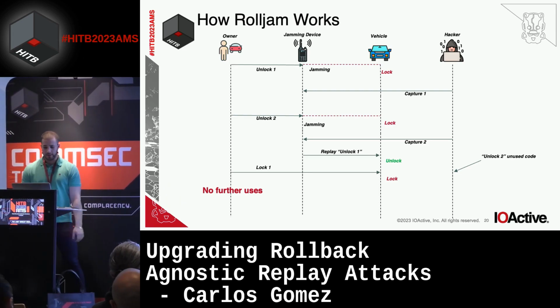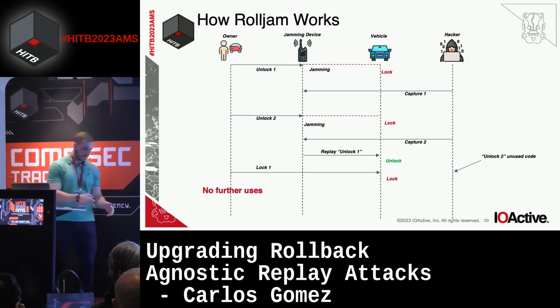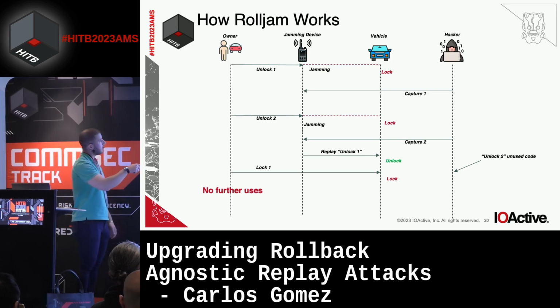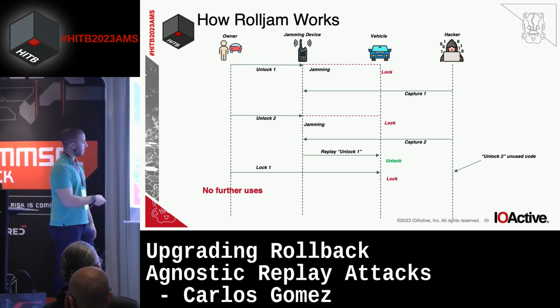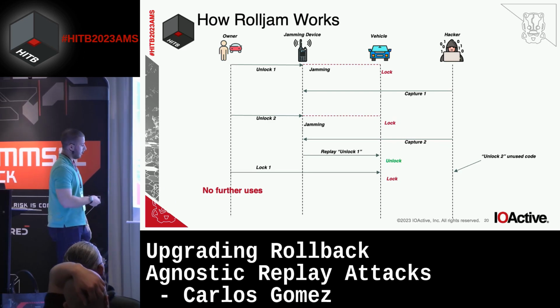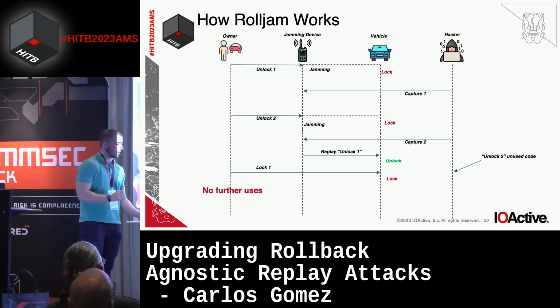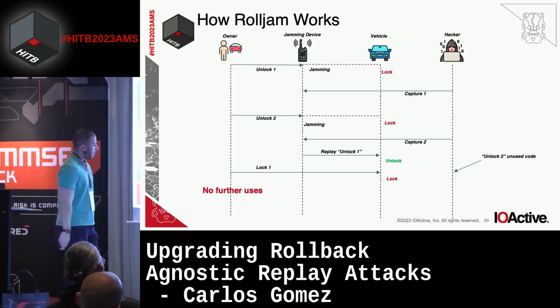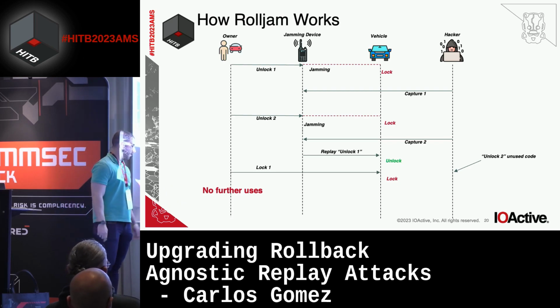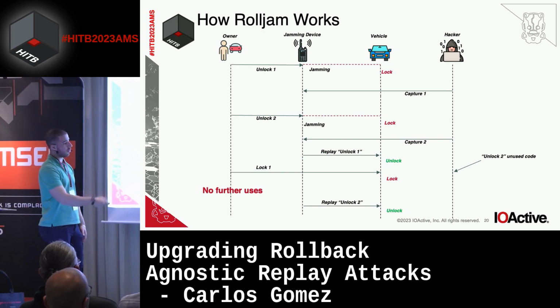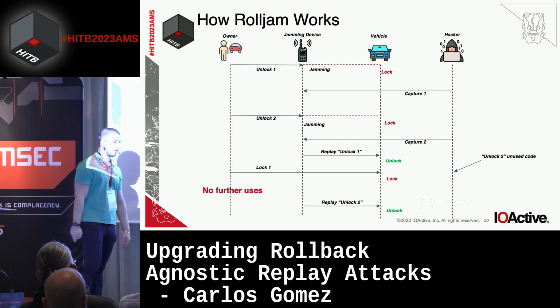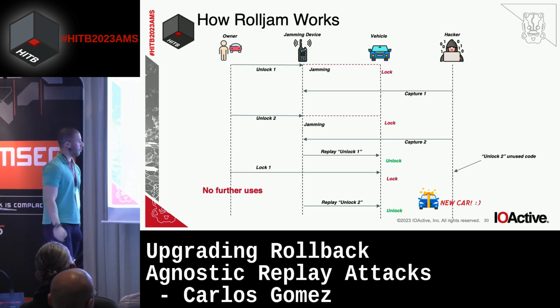The jamming device, like the moment that this signal, imagine the owner sends an unlock signal right here, you need to replay the whole attack. This is the trick or the disadvantage that this kind of attack has, because the timing needs to be perfect to execute. But imagine that the owner didn't use the car anymore, and we still have the second code that wasn't used, and we unlock the car and we have a new car and go home with a Lamborghini.